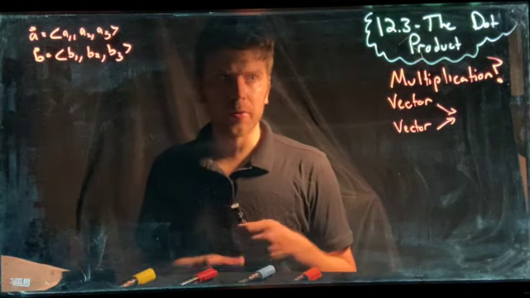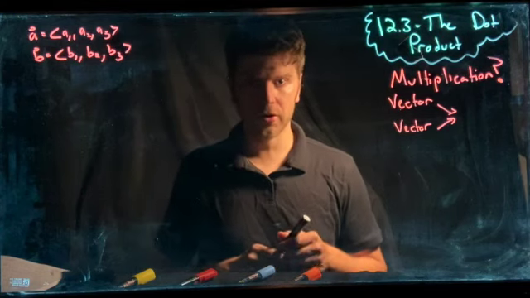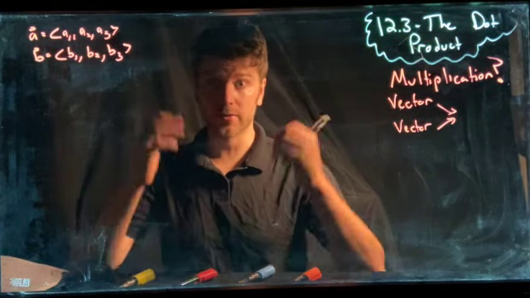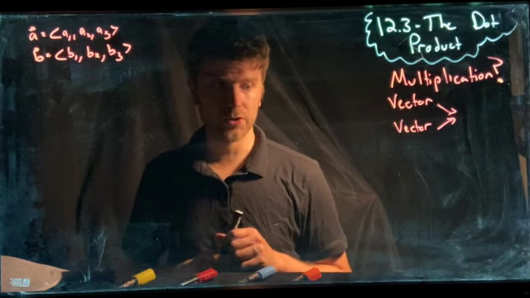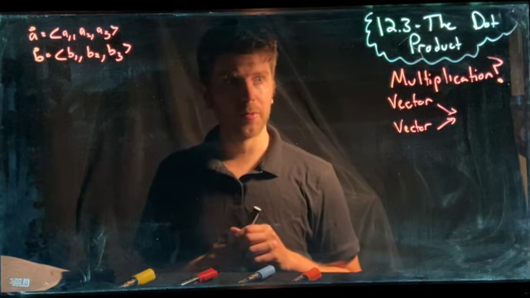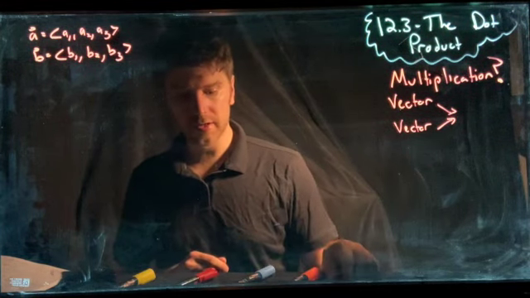So while we spent 12.2 adding and subtracting and multiplying vectors by scalars, it may have occurred to some of you to wonder, can we multiply vectors by each other? And the answer is yes, and it is occasionally interesting to do so. One way that we can multiply vectors by each other is what's called the dot product. And the dot product is defined this way.